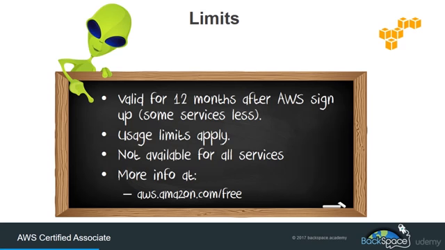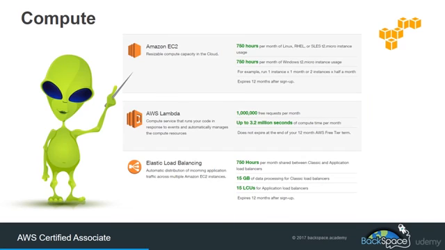aws.amazon.com/free. Now within the compute category, the services that we'll be looking at mostly in this course and will be on the free tier are EC2, Lambda and Elastic Load Balancing. The thing to look at with EC2 is that you're going to get 750 hours per month of Linux or Windows, and that's going to be on a T2 micro instance. So if you run a T2 micro for a month and you're on the 12-month sign up and that's the only instance you're running, then you will get that for free.